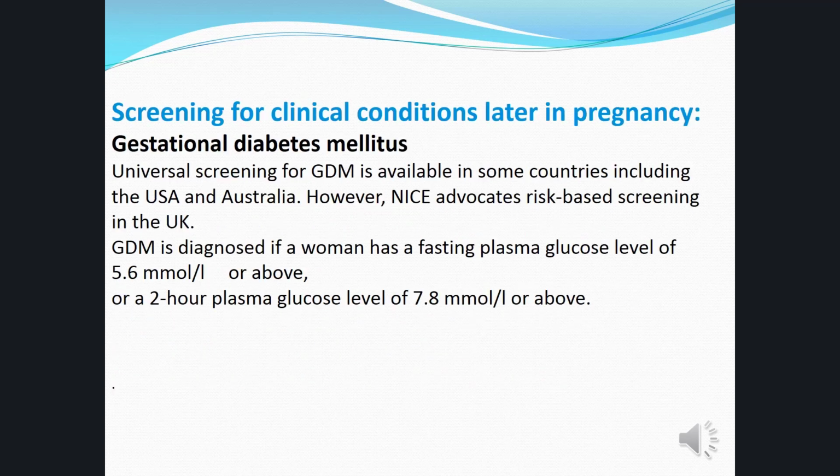Clinical conditions later in pregnancy. Gestational diabetes mellitus: universal screening is available in some countries, including the USA and Australia. However, NICE advocates risk-based screening in the UK. Gestational diabetes mellitus is diagnosed when a woman has a fasting plasma glucose level of 5.6 millimole per liter or above, or a 2-hour plasma glucose level of 7.8 millimole per liter or above.